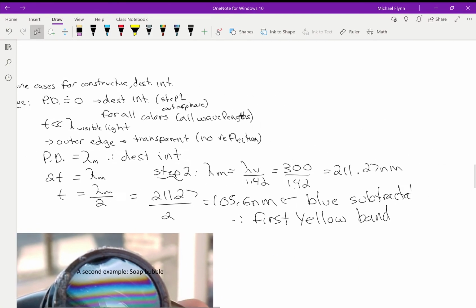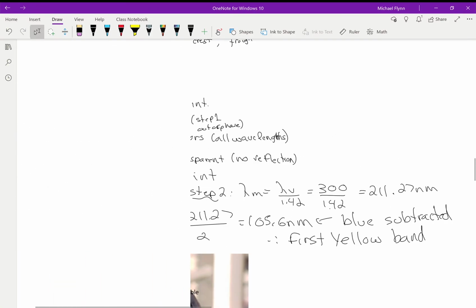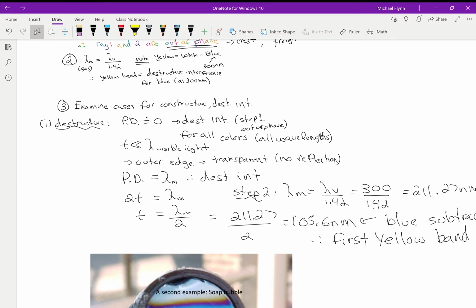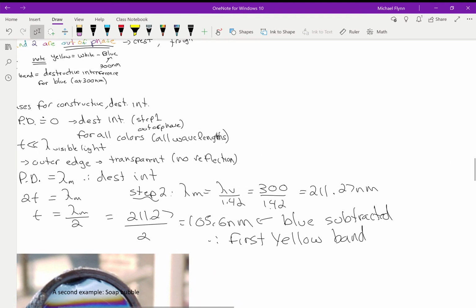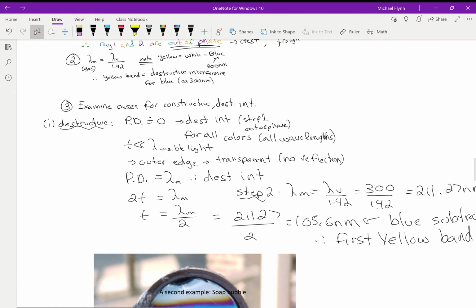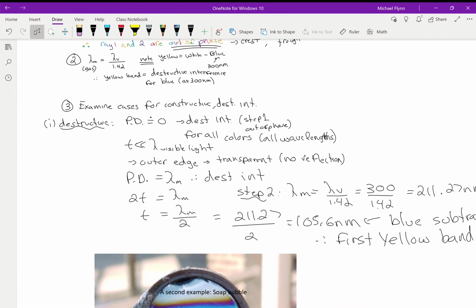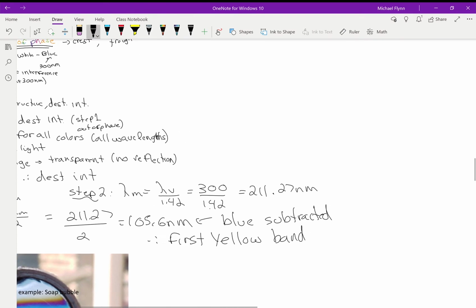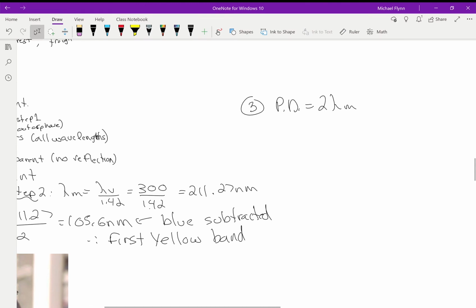Now what I'm going to do is go next to this, because I don't want to scroll away anymore. And I'm going to talk about the second yellow band. So this was the first case of destructive interference, if the path difference is a wavelength. So here, case 3, what if the path difference was 2 wavelengths? Well, you're going to get destructive interference again because the waves are out of step.